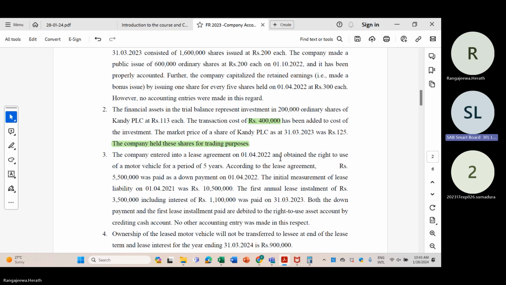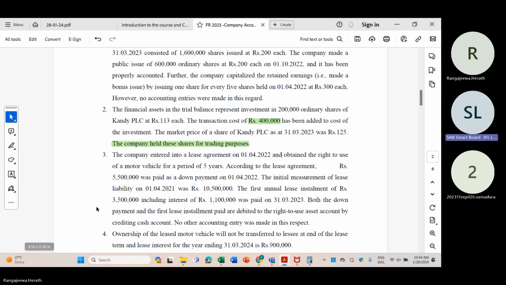Then the company entered into a lease agreement and obtained the right of use of a motor vehicle for a period of 5 years. According to the lease agreement, 5,500 was paid as a down payment. The initial measurement of the lease liability is 10,500.